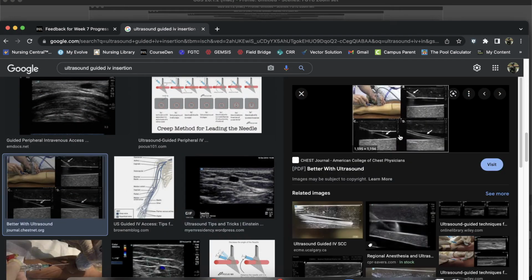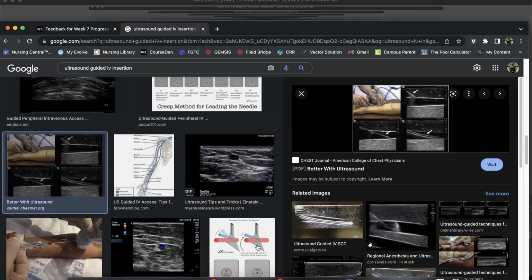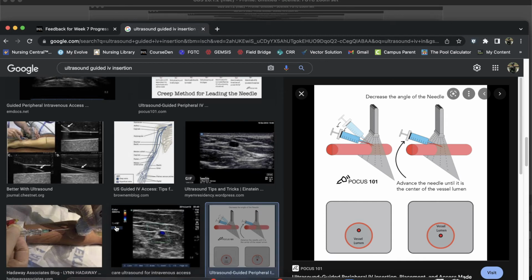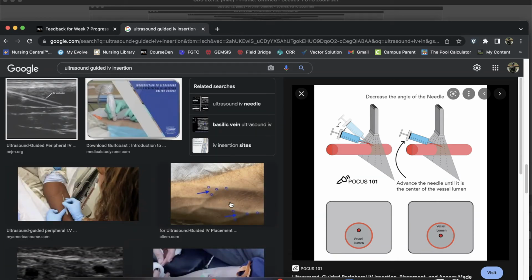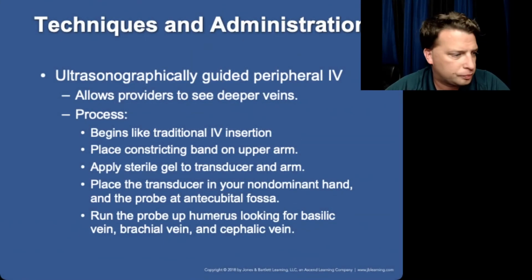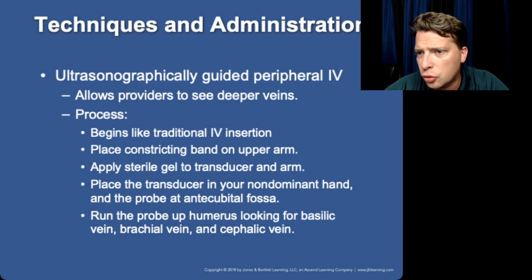We see this in the hospital environment. We do not frequently see this in the pre-hospital environment. So just kind of pointing it out, suggesting it, or introducing it, I should say. There you go. Ultrasounds.